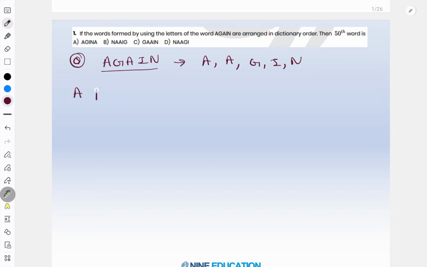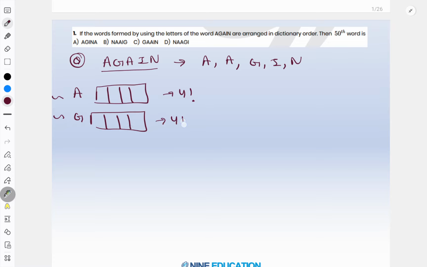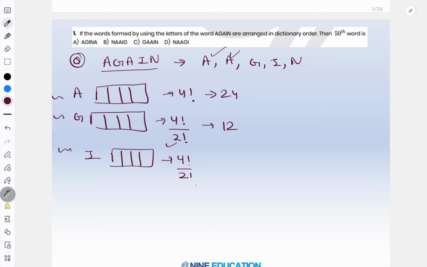So if we start with A, the rest 4 letters have 4 factorial choices. If we start with G, the rest 4 letters will have 4 factorial by 2 factorial choices. Why divided by 2 factorial? Because A is repeated. Since it is repeated 2 times, we need to divide by 2 factorial. So these are 24 words, and 12 more words. If we start with I, again we will have 4 factorial by 2 factorial choices, that makes it 12.